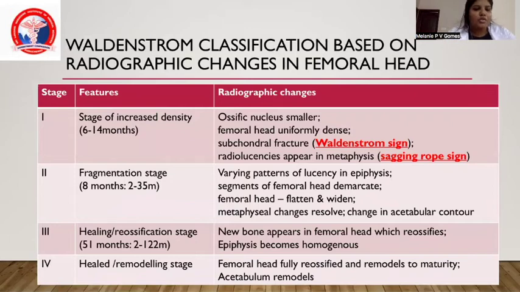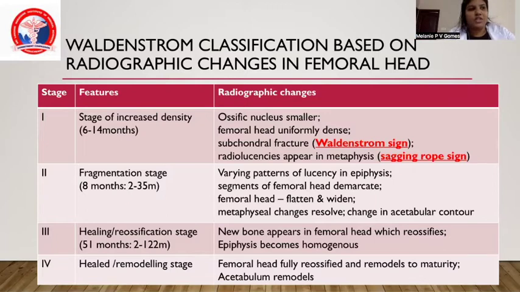Waldenstrom classification is based on radiographic changes in the femoral head. This again is classified as stage 1, 2, 3, and 4. Stage 1 is the stage of increased density, which usually lasts around 6 to 14 months. On X-ray, we'll see an ossific nucleus which is smaller. The femoral head is uniformly dense. Subchondral fracture, which is the Waldenstrom sign, and radiolucencies appear in the metaphysis, the sagging rope sign.